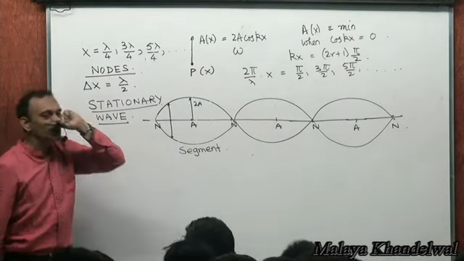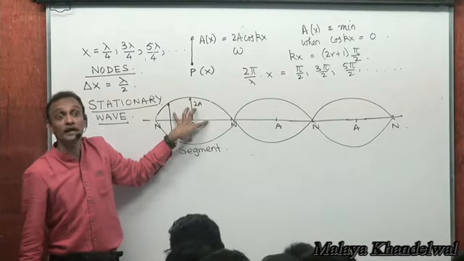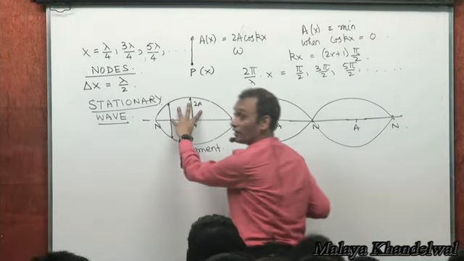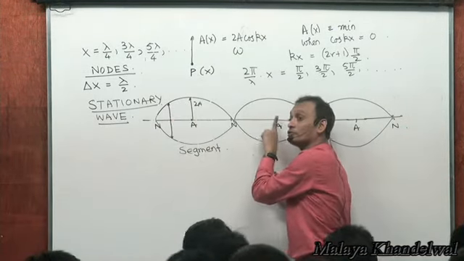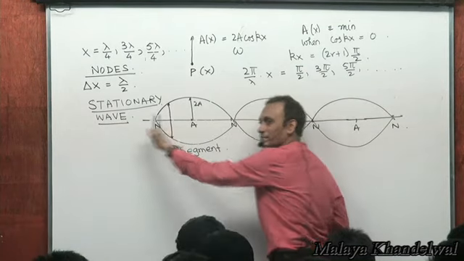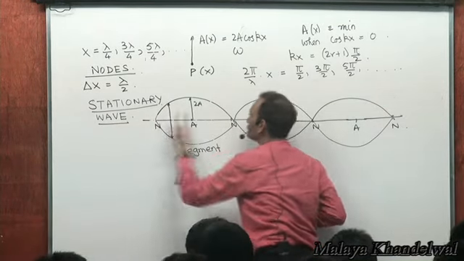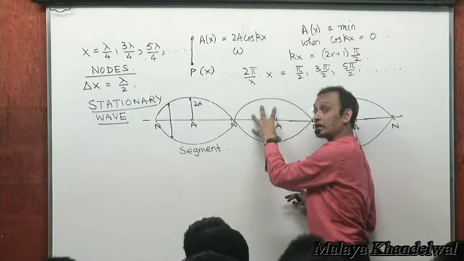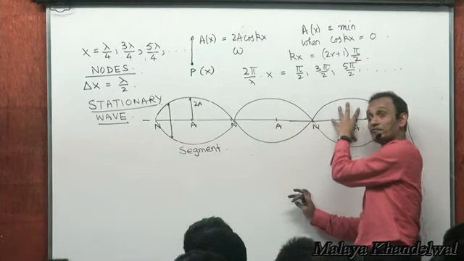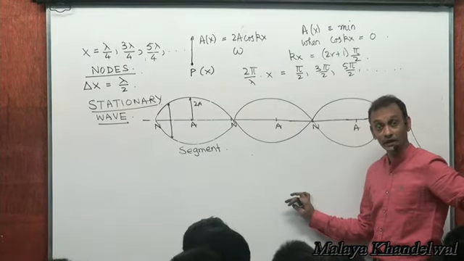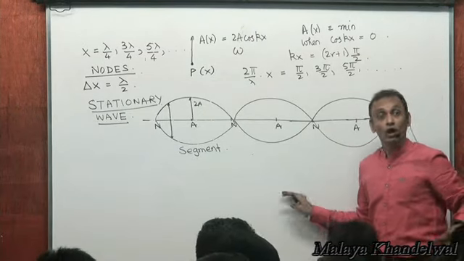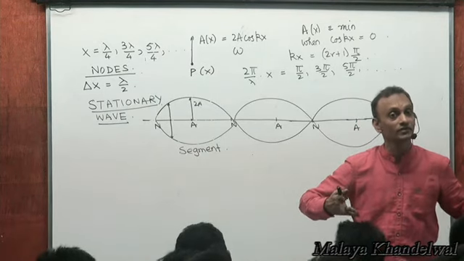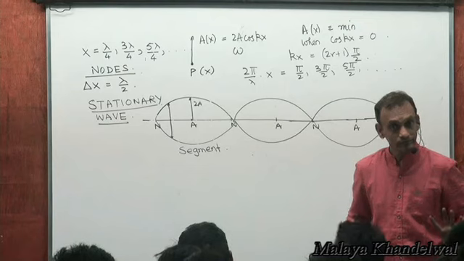Which means the energy in a given segment stays confined to that segment. The energy of this segment stays confined to this segment because the nodes will not allow the energy to flow past them. It can neither flow to the left nor to the right. The energy of this segment will stay confined to this segment. Now there is no more propagation. It's a region in which energy is confined. That's why it's a stationary wave.